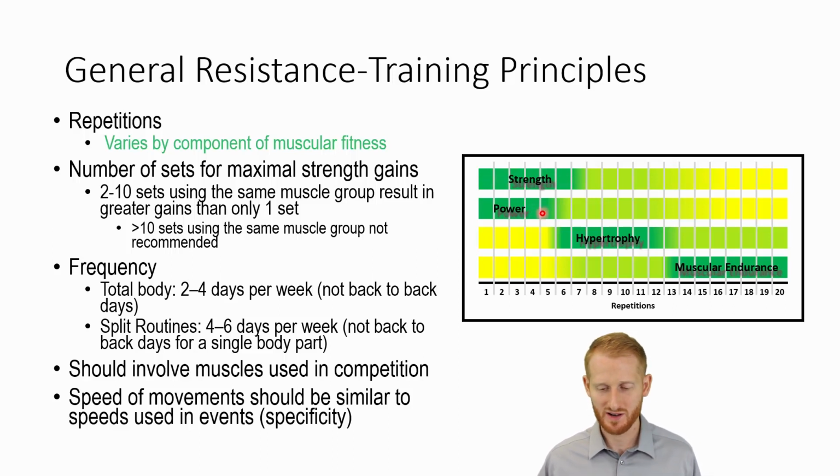Muscular power is pretty similar, about 1 to 5 repetitions, but now they're faster repetitions than what they were for strength. And for muscular endurance, you're talking beyond 12 repetitions, so 13, 14, 15, and beyond, when you're going to focus primarily on muscular endurance. So again, the repetitions that you do is going to determine the muscular fitness outcome that's going to come out of the resistance training that you do.